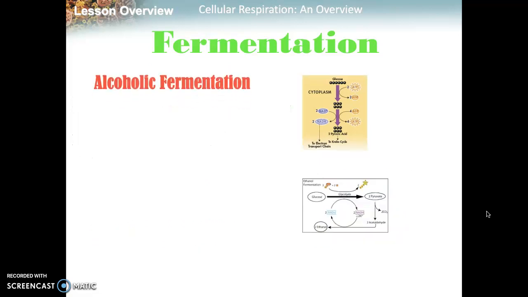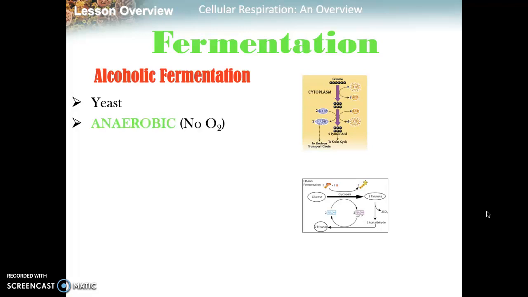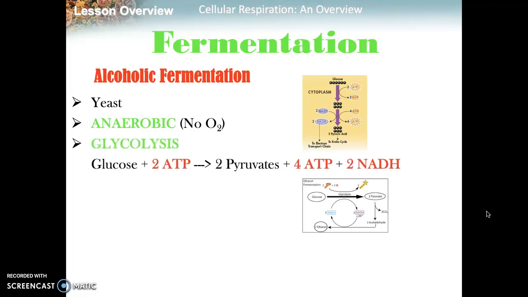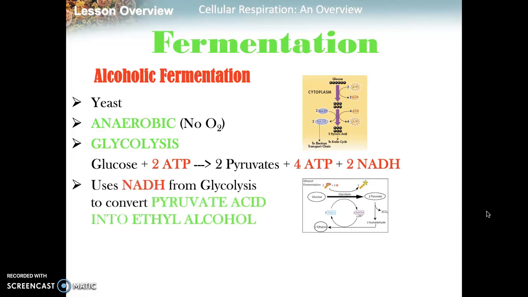Second type of fermentation is called alcoholic fermentation. This requires yeast, or is commonly carried out by yeast. It, again, being a type of fermentation, is anaerobic, no oxygen is involved. It, again, involves the process of glycolysis. So, again, we are getting a net gain of 2 ATP. Again, the NADH that is produced during glycolysis is going to be used to convert the pyruvic acid, this time into a substance called ethyl alcohol.